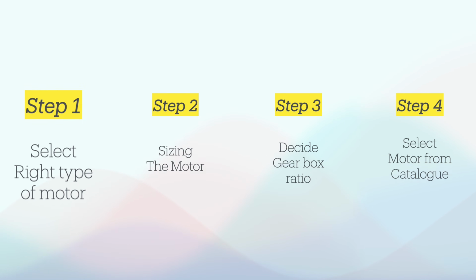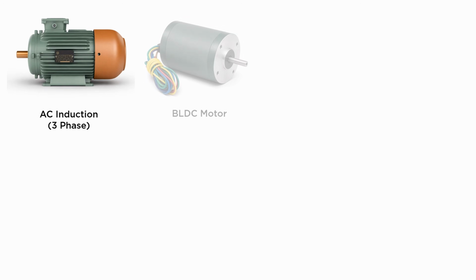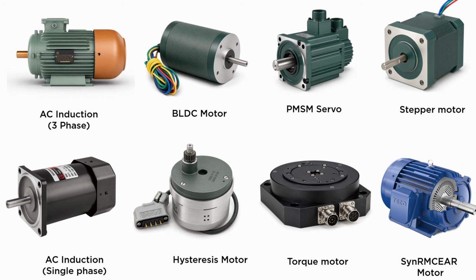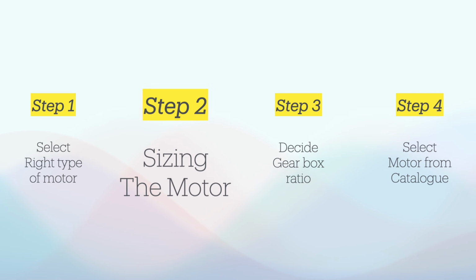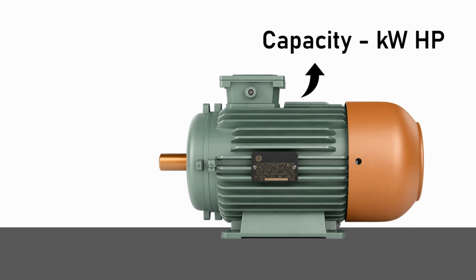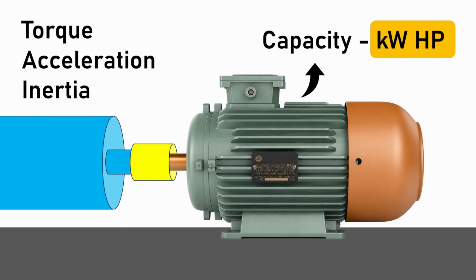The first step is selecting the right type of motor. There are many different types of motors, and every motor is designed for different purposes. So first, we must decide which type of motor is suitable for a particular application. And then comes motor sizing, which means estimating the required motor capacity. That entirely depends on the required torque, acceleration, and inertia of the particular mechanism.